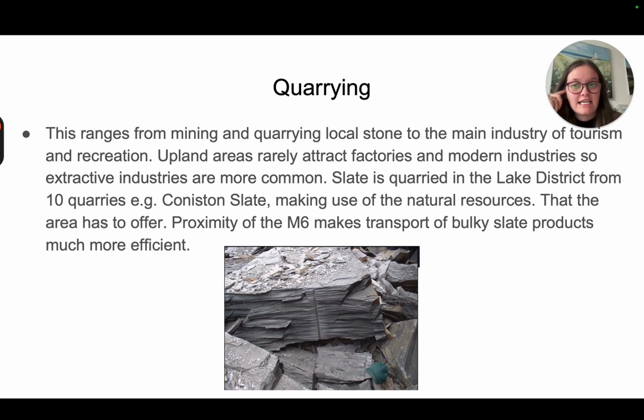Slate is quarried in the Lake District from 10 quarries, one of them being Coniston Slate, making use of the natural resources. The area has much to offer, and the proximity to the motorway, the M6, makes transport of bulky slate product much more efficient.